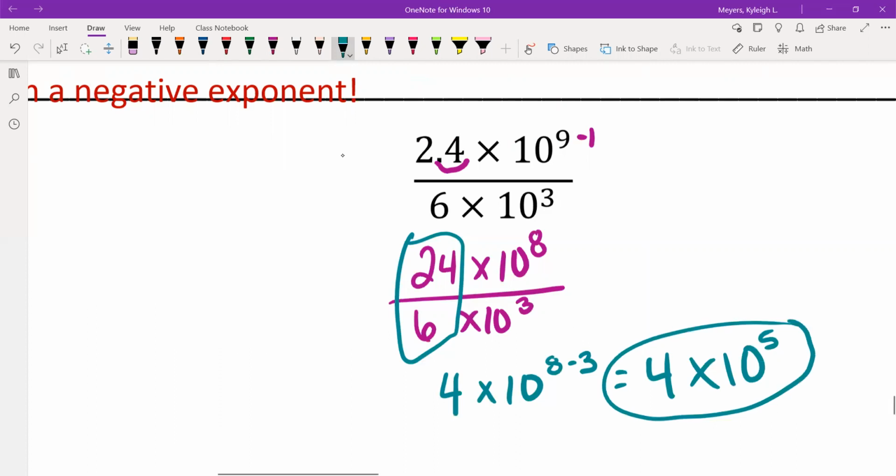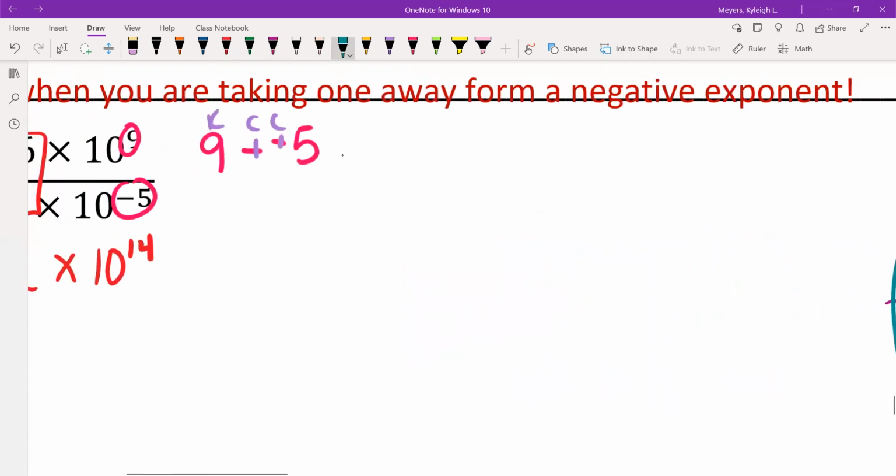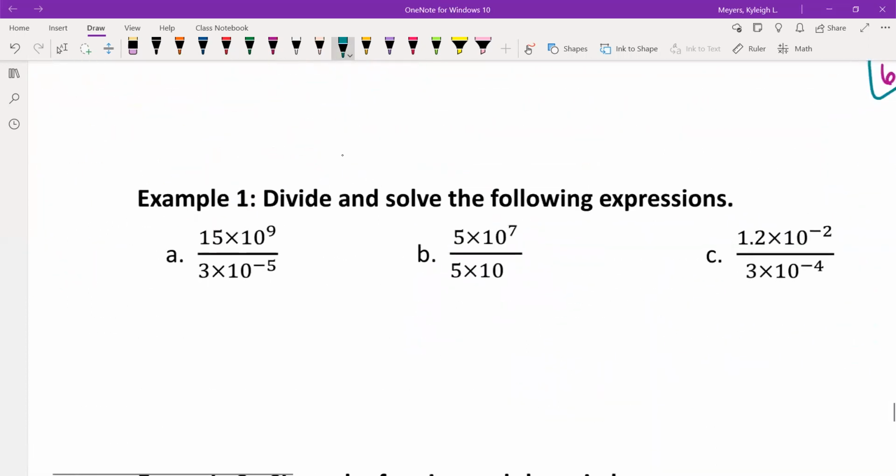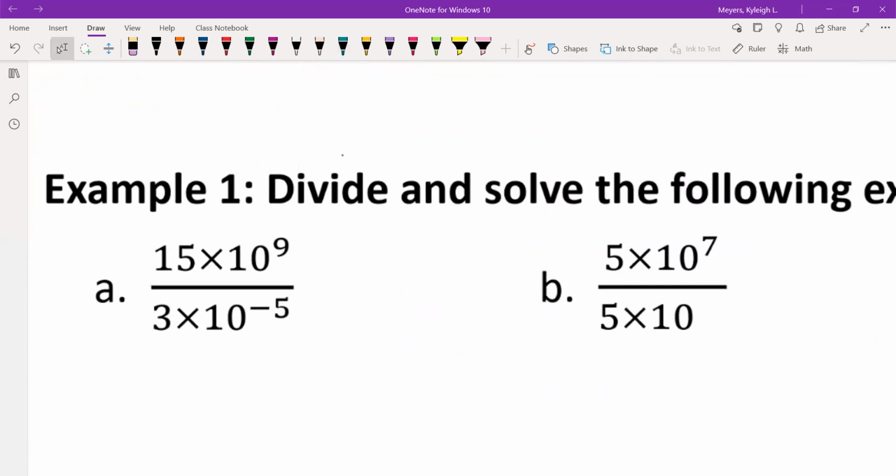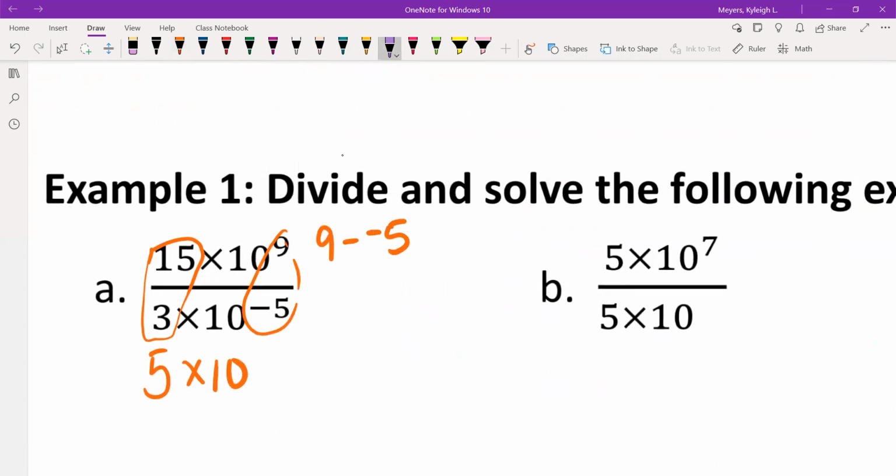So I'm going to do one more with you, and then I'm going to have you try one. So example 1, I'm going to do this one with you. Okay, so again, we divide these two numbers in front. What's 15 divided by 3? 15 divided by 3 is 5. And then we subtract these two numbers. 9 minus negative 5. We do keep, change. And that makes it 14 then.